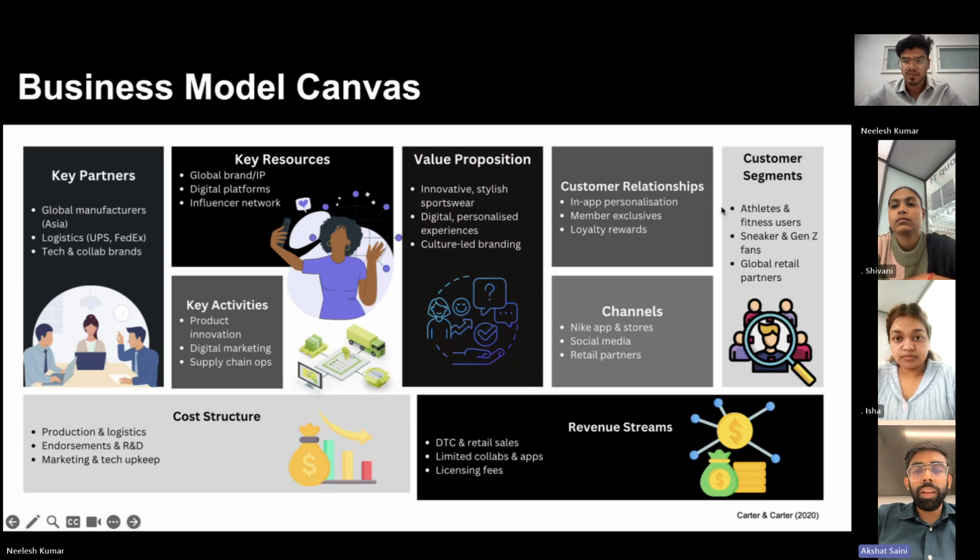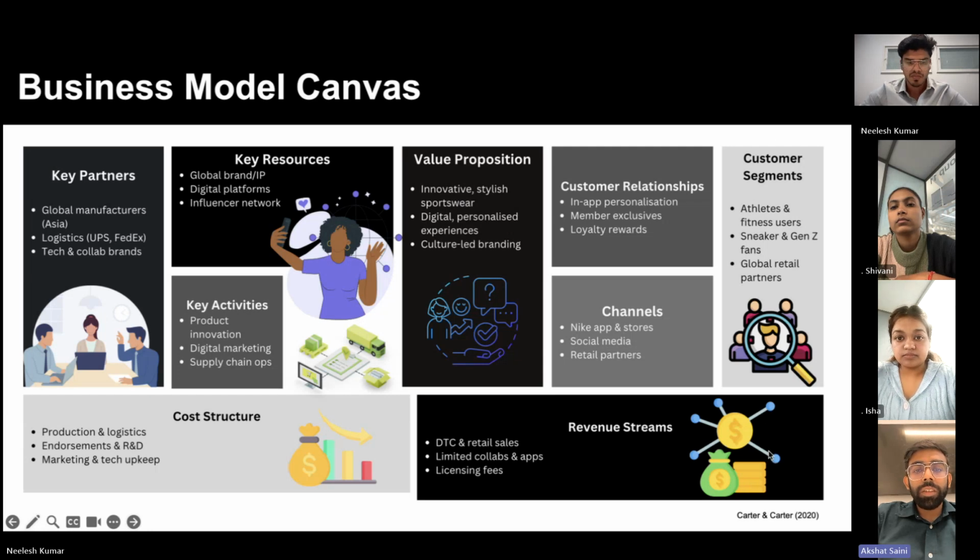Overall, this model reflects how Nike combines innovation, reach, and cultural relevance to stay ahead. Now we'll move to Nike's international success, which is mainly built on three key pillars. Well, the first one is digital and supply chain integration.